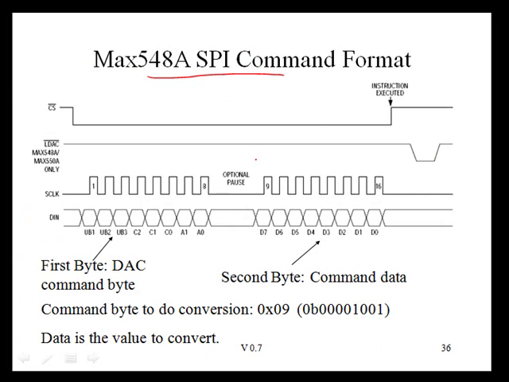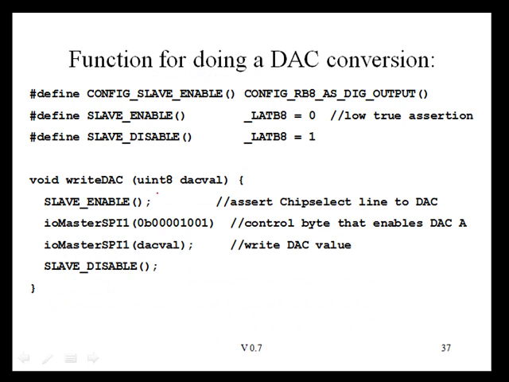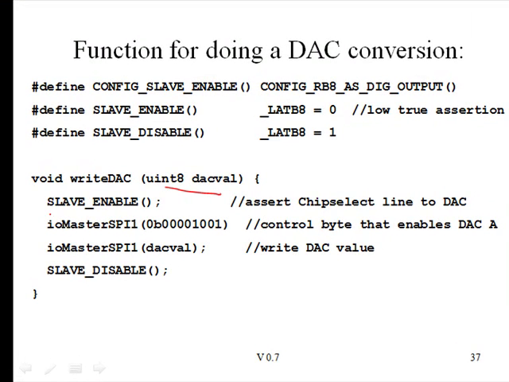To do a conversion, you have to send 2 bytes over the SPI bus. The first byte is a command byte that says to do a conversion. The second byte is the byte to be converted. The command byte to do a conversion is the value 9. This byte value here is the value to be converted to a voltage, and it will vary between 0 and 255.